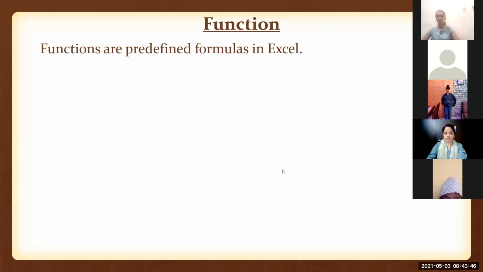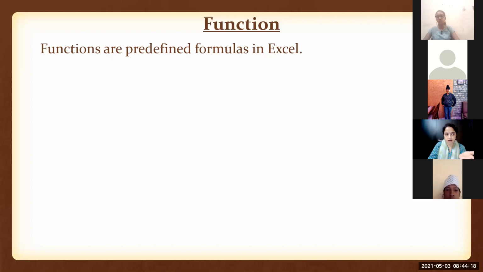Functions are predefined formulas in Excel. They can be used to do calculations quickly, because in formulas we have to specify each cell reference on which we want to do the calculation. But in functions we can use the range of the cells. We can give an adjacent number of cells collectively, and the calculation will be performed on them quickly, because we do not need to specify each and every cell.